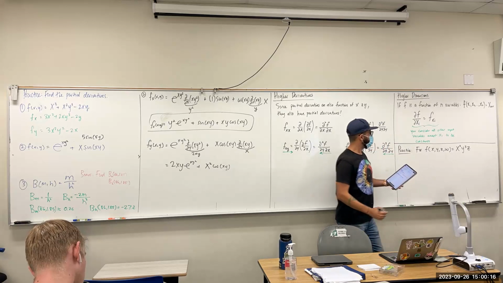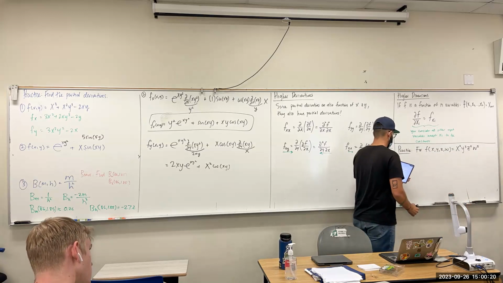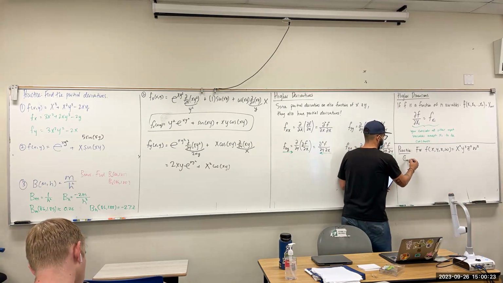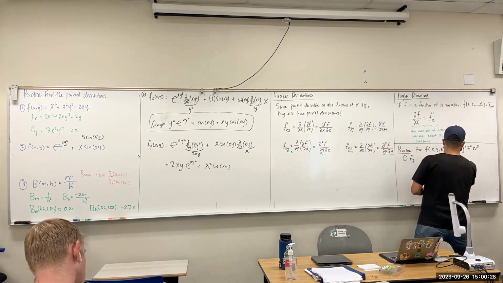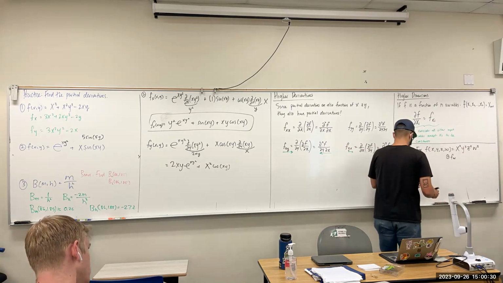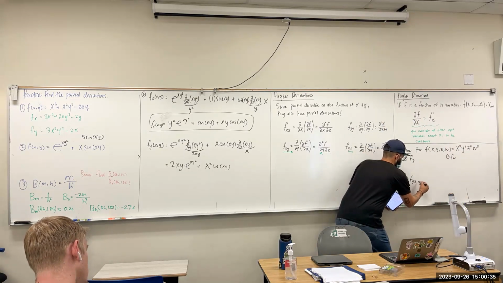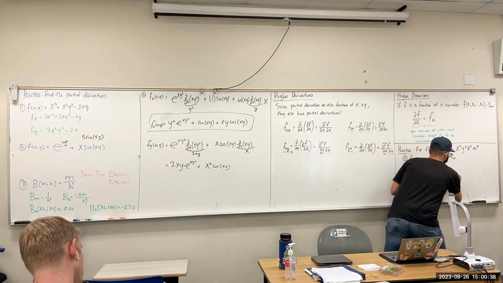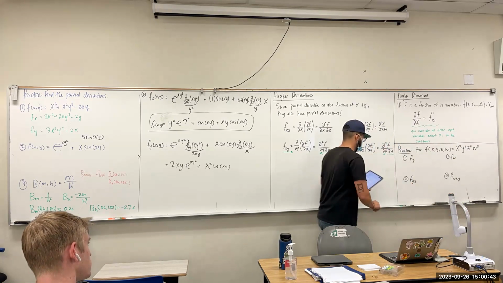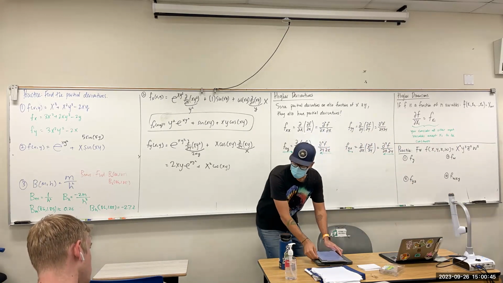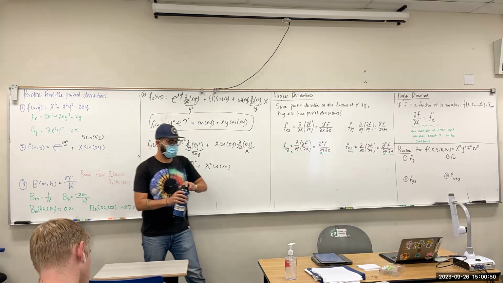Z to the fourth and w to the fifth. This is what I would like you guys to find. Your partial with respect to y, partial with respect to w, partial with respect to yz, and then partial with respect to wxy. Okay? You guys can do it. I believe in you.